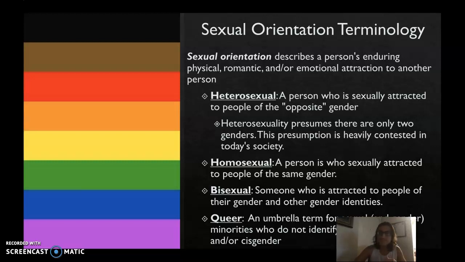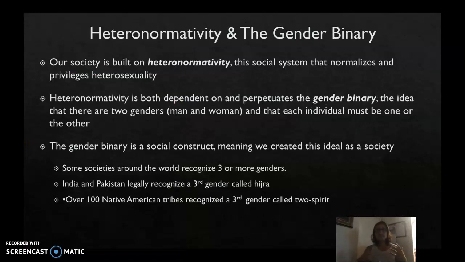So, related to this discussion of privileging heterosexuality are the concepts of heteronormativity and the gender binary. So our society is built on this social system called heteronormativity, which is essentially the social structure that normalizes and privileges heterosexuality. There's many different ways that we can see ways in which heterosexuality is privileged in our society. One of the best examples is that for centuries, it was illegal for same-gender couples to get married in the United States. And since it was illegal for them to get married, they missed out on the virtually hundreds of legal benefits and protections that marriage offers to married couples.